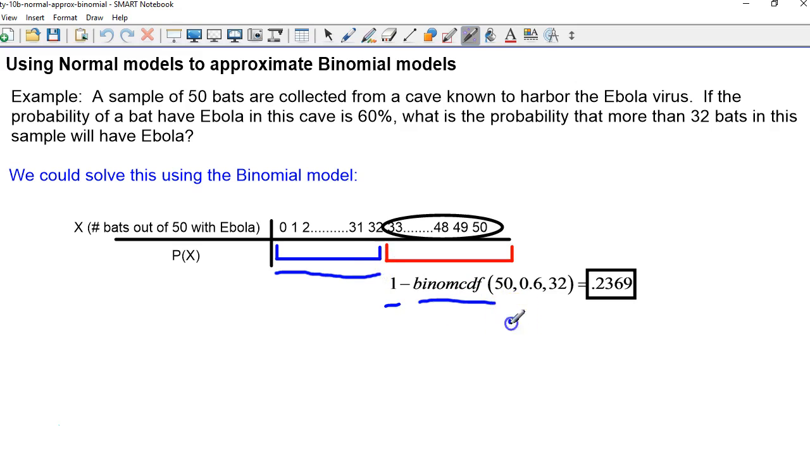So it would be out of 50 bats, 60% chance of having Ebola. 32 would be the upper value from 0 to 32, and if I subtract that from 1, I get the right-hand side probability here, which would be 23.69%. 0.2369 is the probability, and that's the exact probability in this case when we solve this with a binomial model.